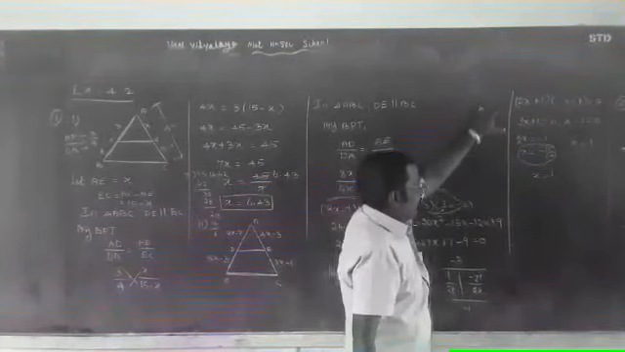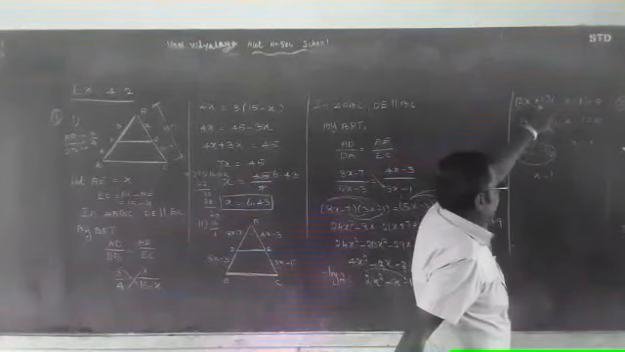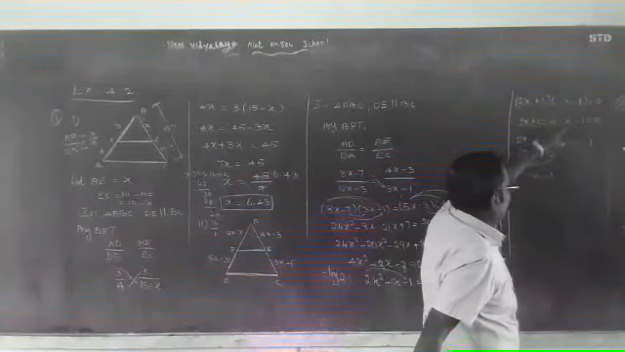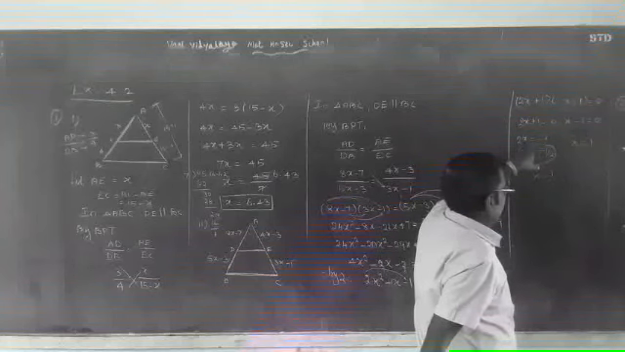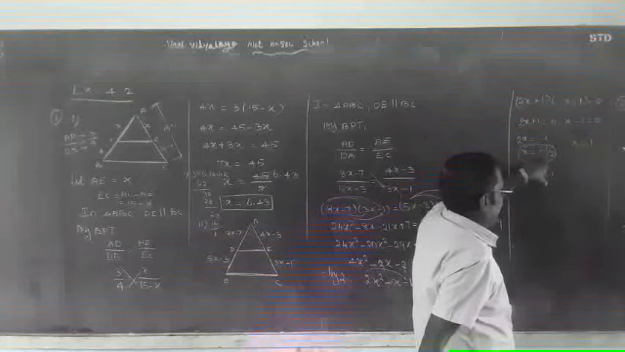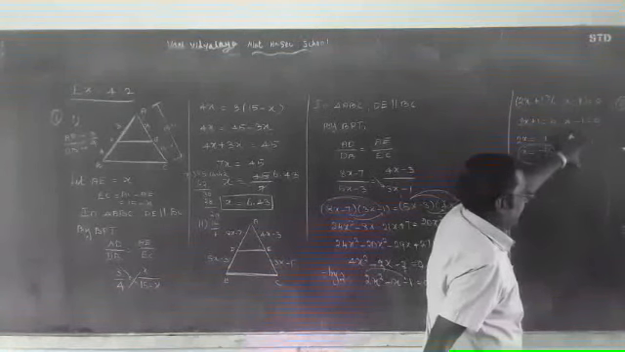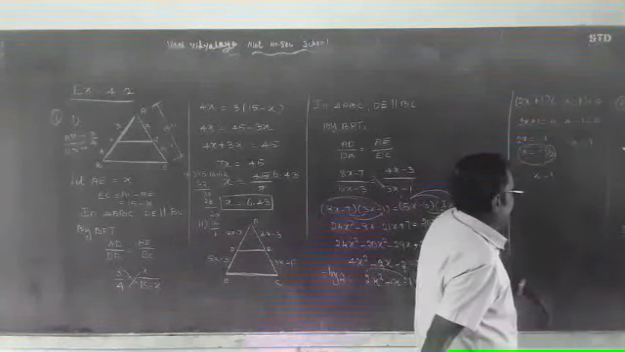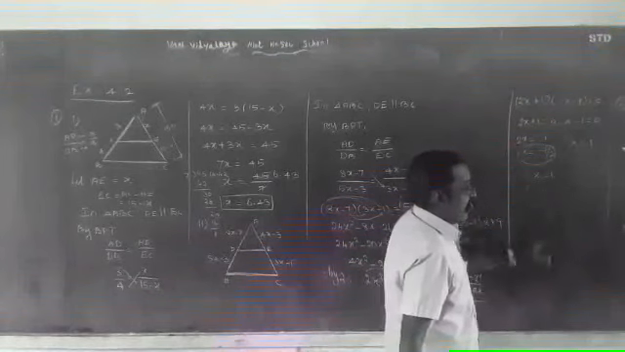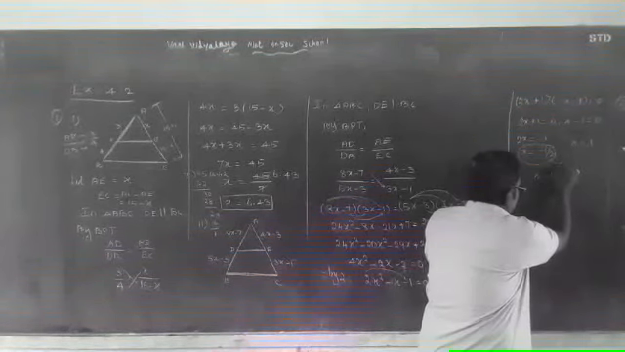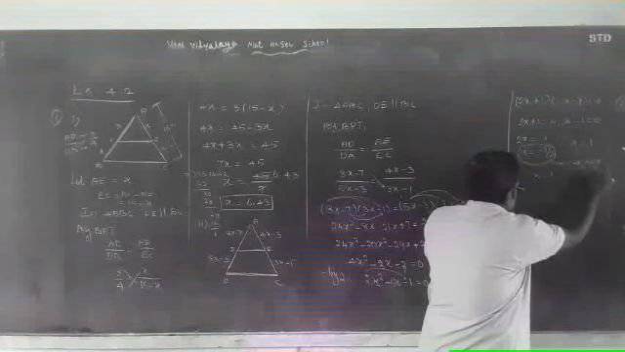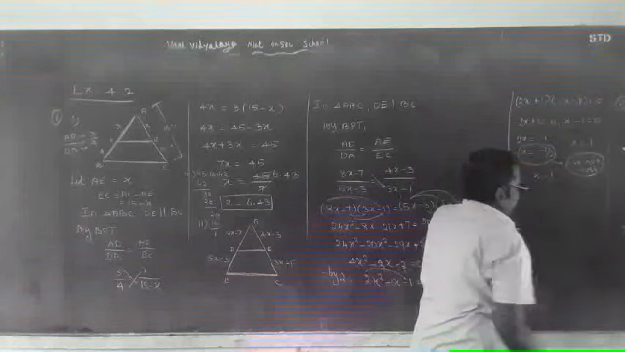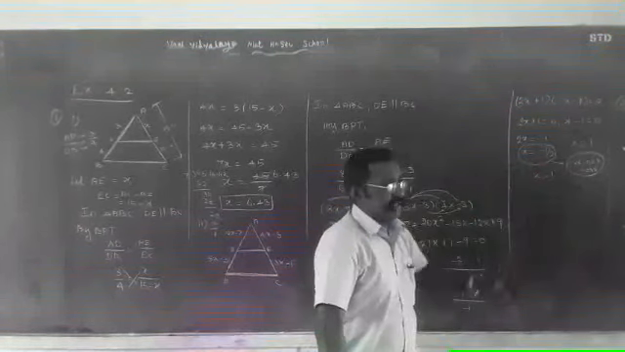So 2x plus 1 equals 0, x minus 1 equals 0. 2x equals minus 1, so x equals minus 1 by 2. And x equals 1, going plus 1 to the right hand side. The negative value is not possible. So x equals 1.